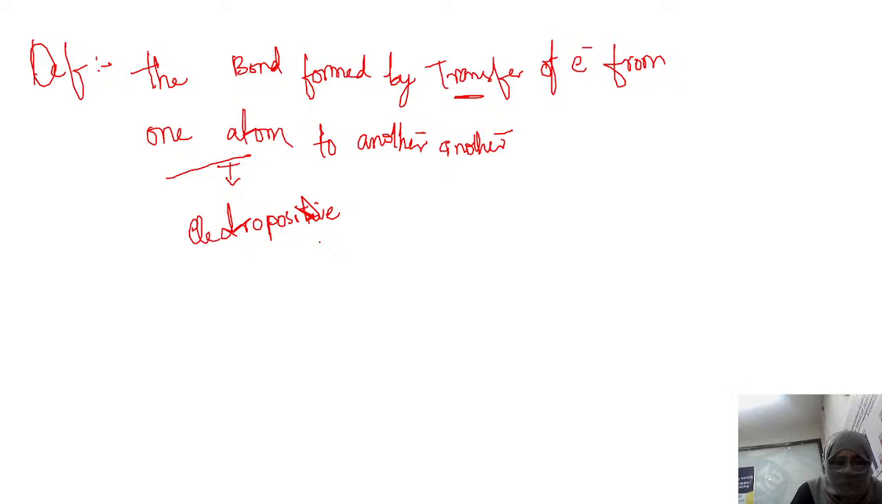The one which is accepting electron is nothing but your electronegative element, isn't it? That means you can write down one more definition for ionic bond, that is transfer of electron from electropositive element to electronegative element. So, let's go in detail about this.